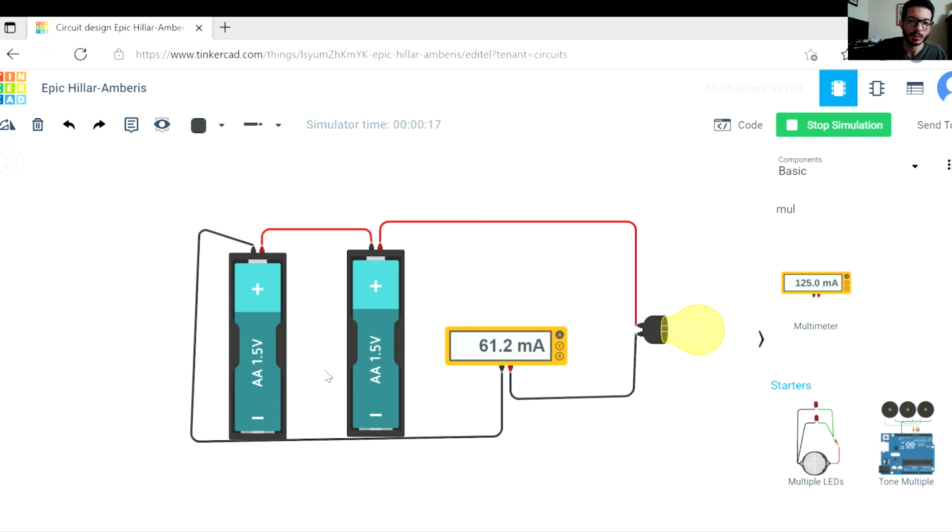Will never get to 1, 2, or 3 amps. That is a lot of amperage. These batteries usually have milliamps. Okay, so this is how you measure current. You just place your probes in series with the circuit.